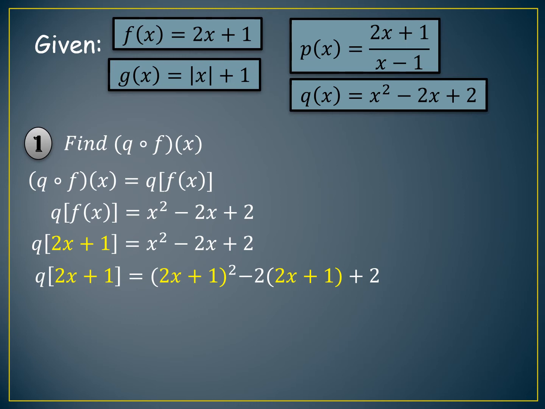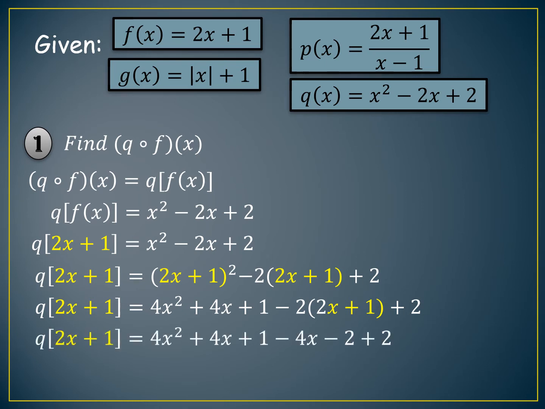Okay, so first, expand natin tong si 2x plus 1 squared kasi multiply yan by itself. Ang makukuha mo answer doon is 4x squared plus 4x plus 1. Okay, so minus si 2 times 2x plus 1 plus 2. So, distribute naman natin tong si negative 2. Kapag dinistribute yan, magiging 4x squared plus 4x plus 1 minus 4x minus 2 plus 2.